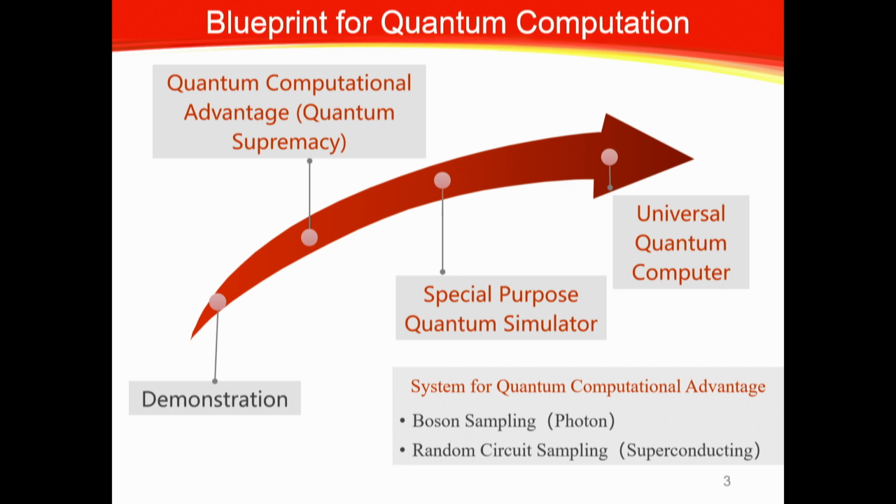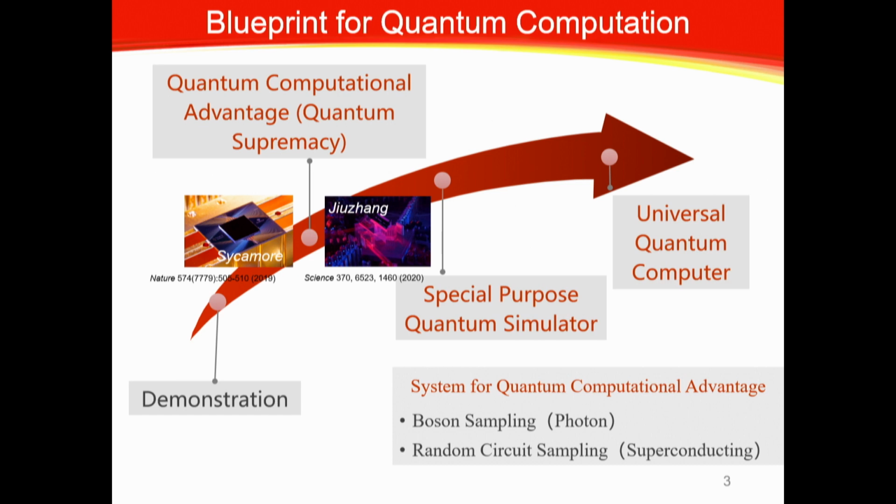And there are two candidates for this problem. One is boson sampling, which is suitable for photons. The other is random circuit sampling for superconducting systems. And we also saw exciting results from tweezer atom array progress recently. But the first two early claims of quantum computational advantage experiments, one is from Google, the Sycamore in 2019, and the other is from our team working on boson sampling with photons from USTC in 2020.